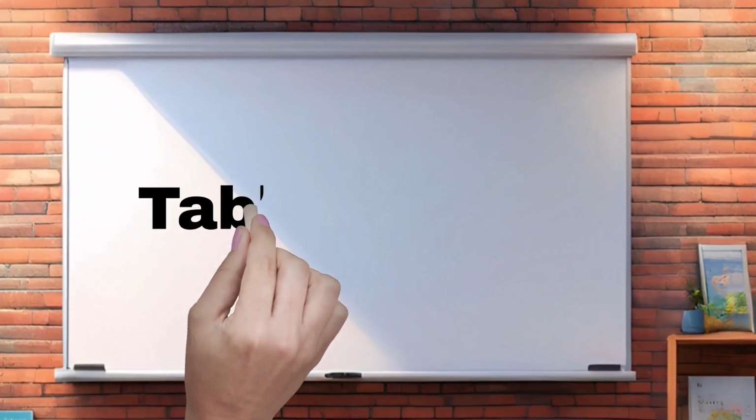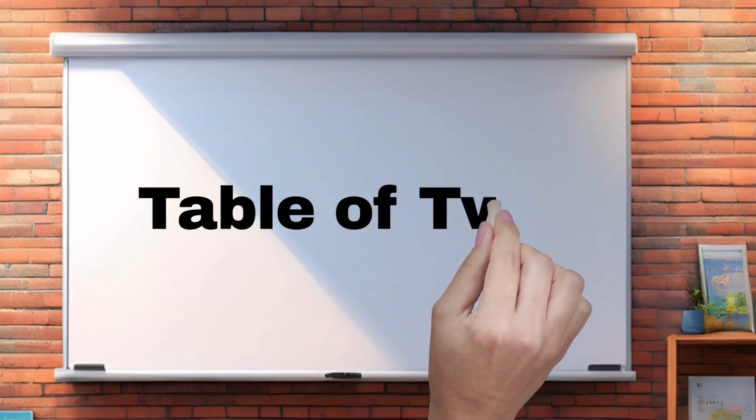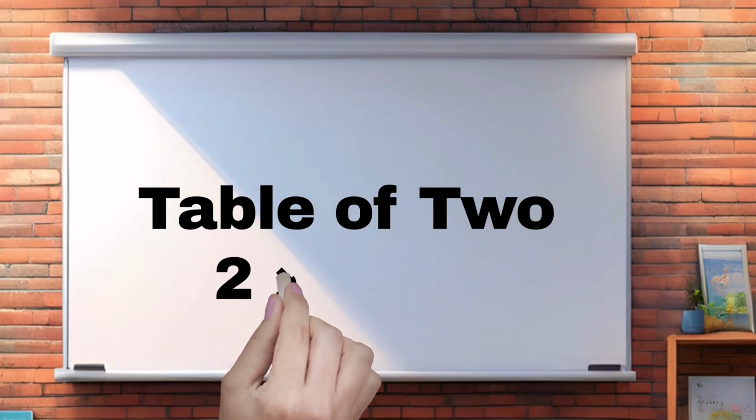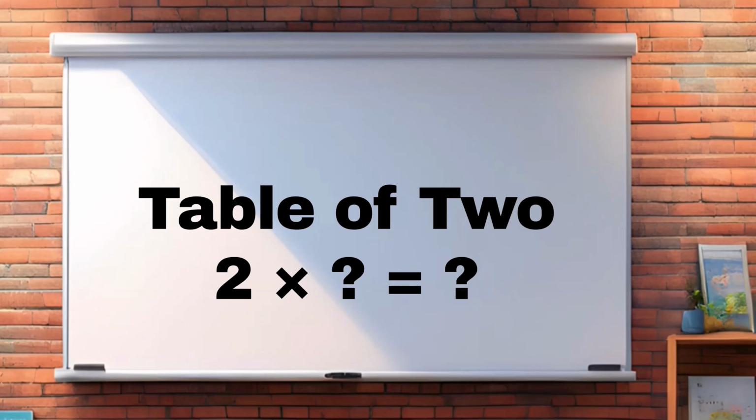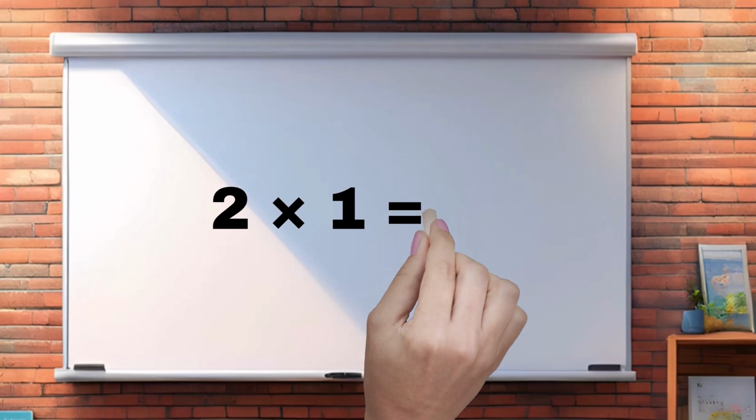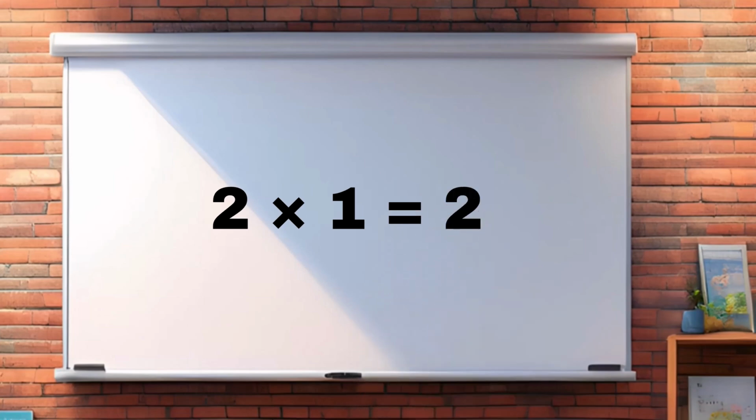A multiplication table helps us find answers quickly. For the table of 2, we're going to multiply 2 by different numbers, starting from 1 all the way to 10. Let's start with the first one. 2 times 1 is 2. That's because 2 multiplied by 1 stays the same, 2.